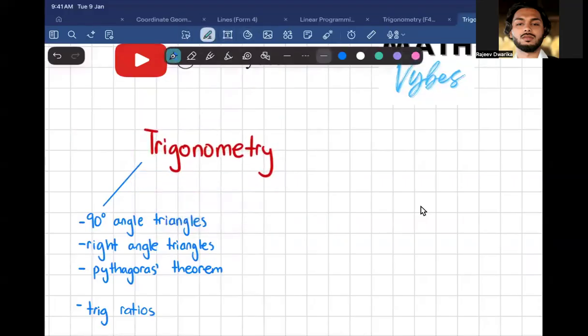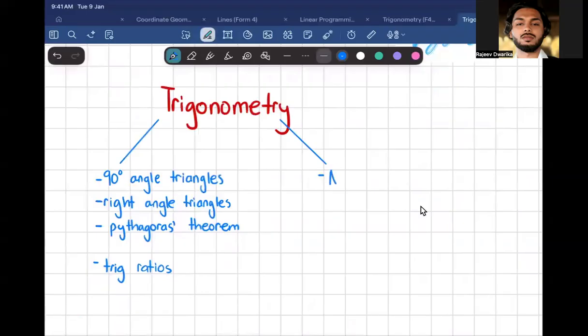And then there's the ugly type of triangles. These are the non-90-degree angle triangles. These triangles have no 90 degrees in them at all. And if you have this situation, then you will be looking at using the sine rule or the cosine rule. Those are the main things you'll need to deal with.